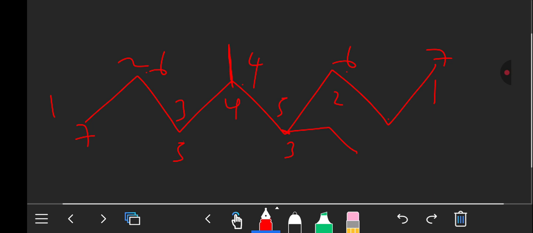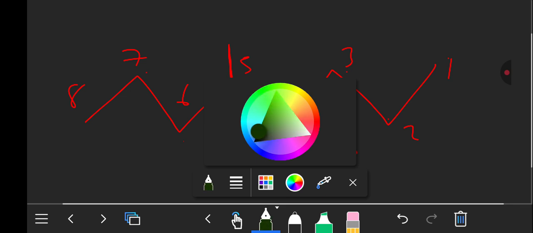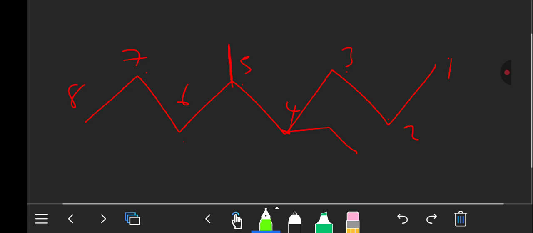Actually, I have 1, 2, 3, 4. How is my numbering? Let me number it again. So 1, 2, 3, 4, 5, 6, 7, 8. Let me use a different ink so that I get to distinguish this. Okay. So for this one, I'll start here. 1, 2, 3, 4, 5. Okay, this is not the question I want to ask. So 1, 2, 3, 4. Okay. Actually, it's the same one.